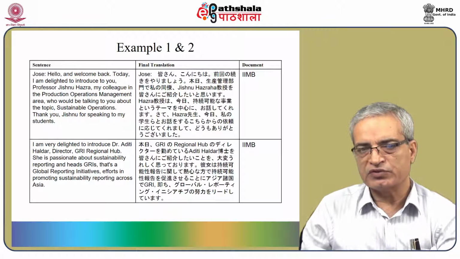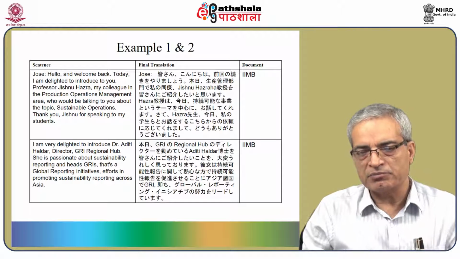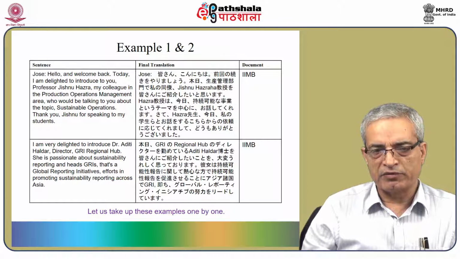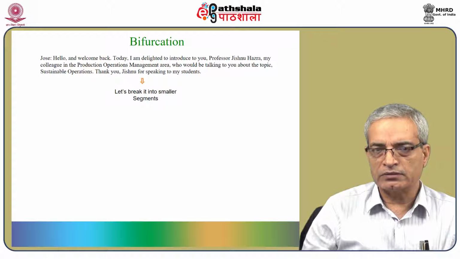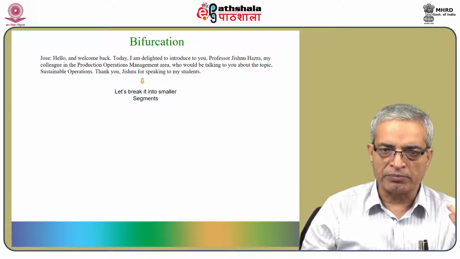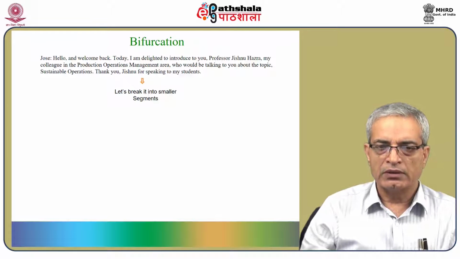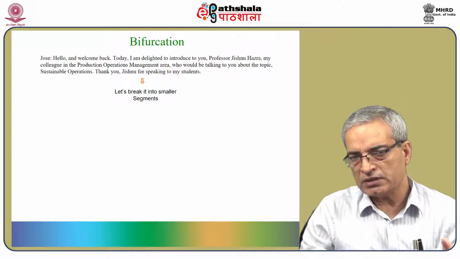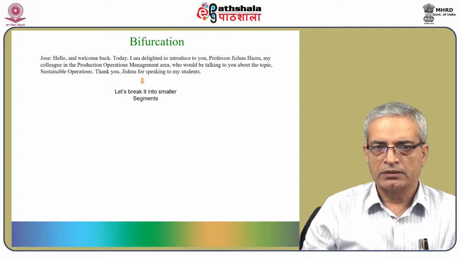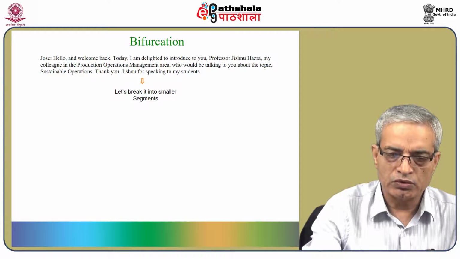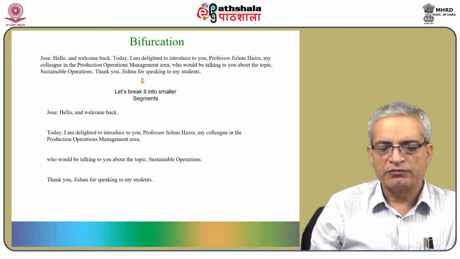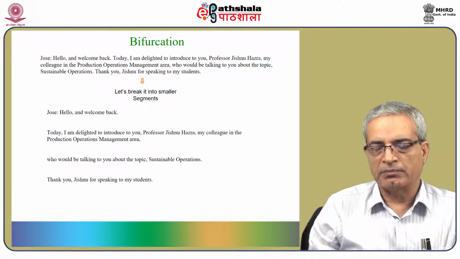These are the two examples which we are covering here, and since we will be covering these examples in detail, let's take these examples one by one. First step, as you remember, we said that the trick here is to do the segmentation or to simplify. So the first step is the bifurcation. Let's break it into smaller segments. These are the possible segmentations one can do without applying much mind. It's just done once. Now in this particular case, the first segment is hello and welcome back.